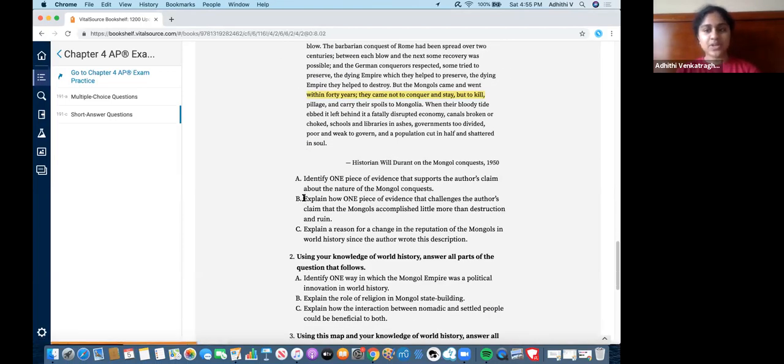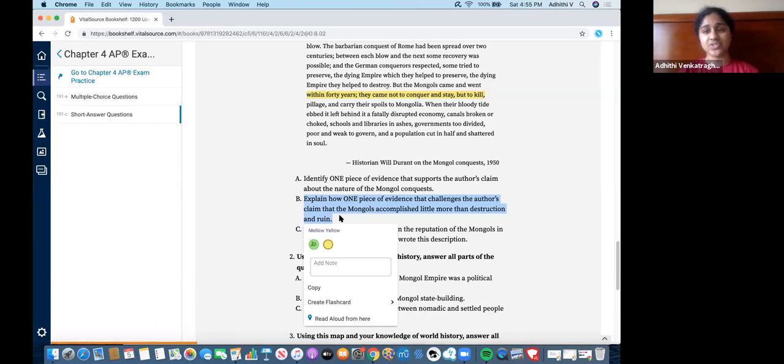So the next part says, explain how one piece of evidence challenges the author's claim that the Mongols accomplished little more than destruction and ruin. We'll only take about three minutes on this, and after that we can talk about what's in the plans for next week. You can put this one in the chat, put it in the Q&A, or I have the participants tab open. You can raise your hand, keep it up long enough for me to recognize it. We'll talk about our answers at 4:58.